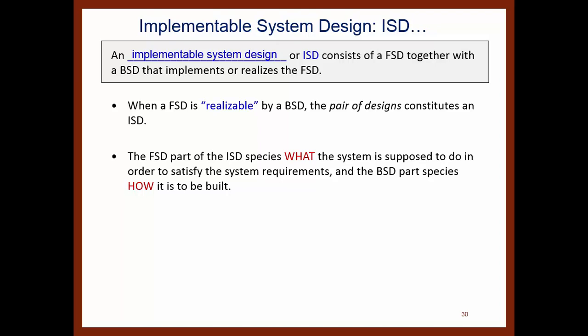So we start with the input-output requirements, right? Then we define the technology requirements, we define the performance requirements. Based on those, we state the buildable system designs, and then if the buildable system design is capable of realizing the functional system design, then we have an implementable system design. The functional system design part of the implementable system design specifies what the system is supposed to do in order to satisfy the system requirements. And the buildable system design part specifies how it is to be built.